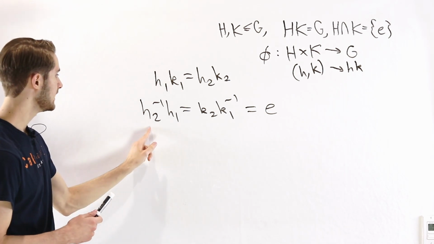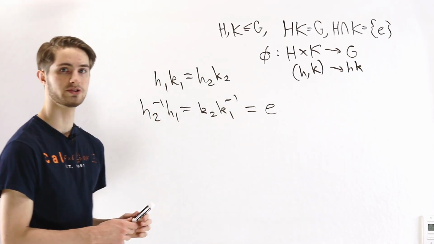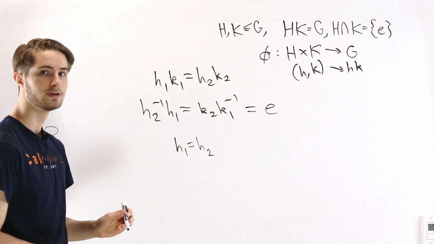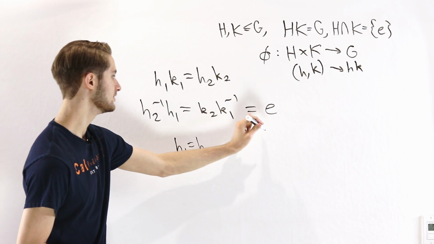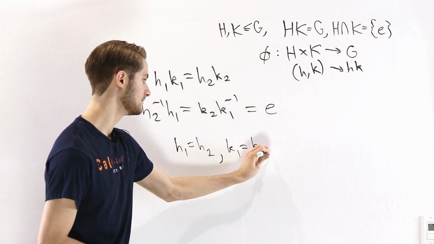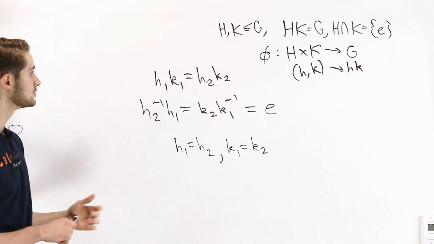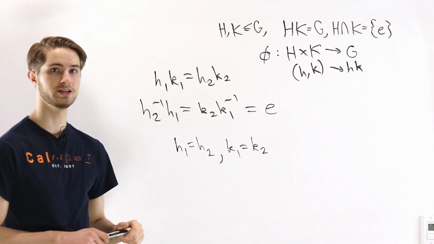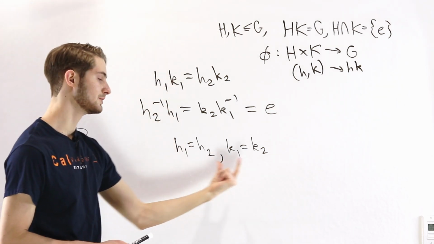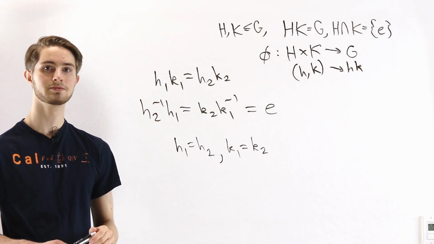Now if we have H2 inverse H1 equals the identity, that means H1 equals H2. And if K2 K1 inverse equals the identity, then K1 equals K2. And from that, we've shown that phi has to be an injection. The only way to get the same product is to start with the same pair of inputs.